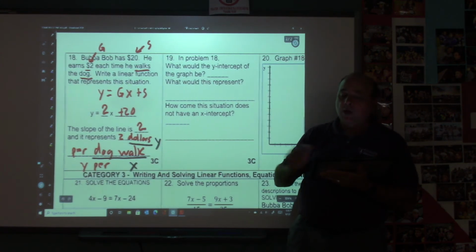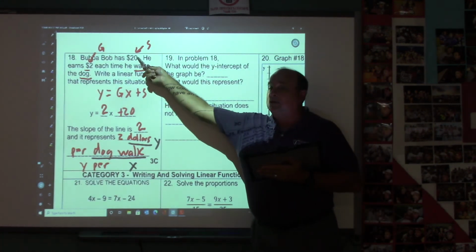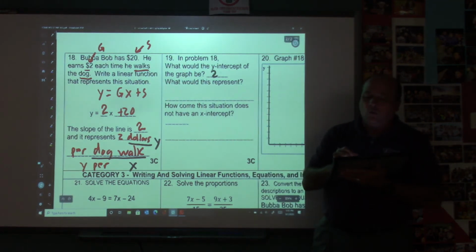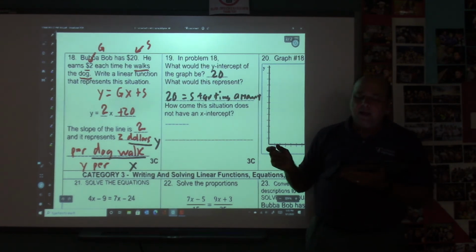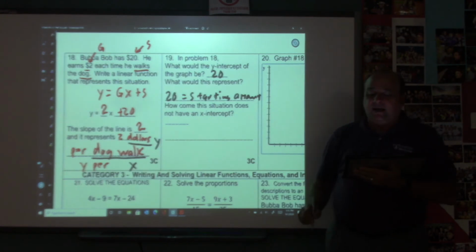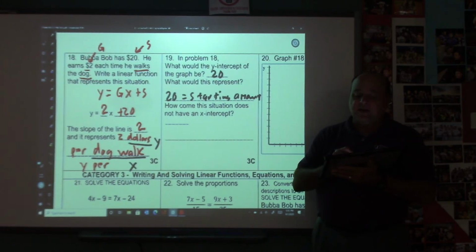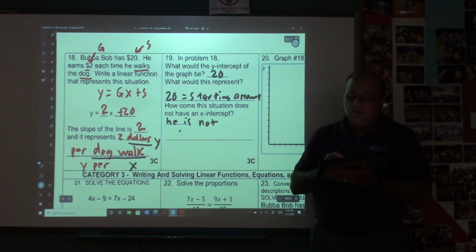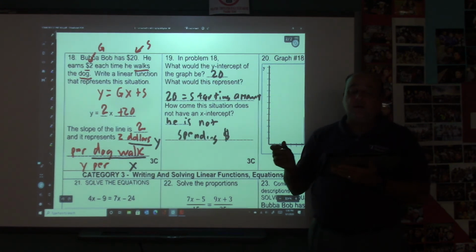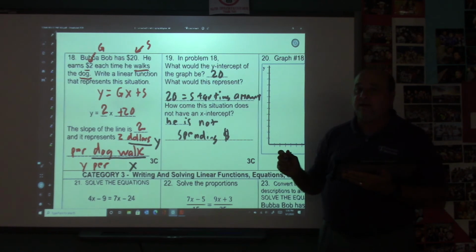Let's go over here. What's the y-intercept of the graph? It's going to be 20 in it. What does it represent? 20 equals the starting amount, right? It's the starting amount of money, or the initial amount. How come this situation does not have an x-intercept? He is not spending money. So he's not spending money, so it doesn't have an x-intercept.